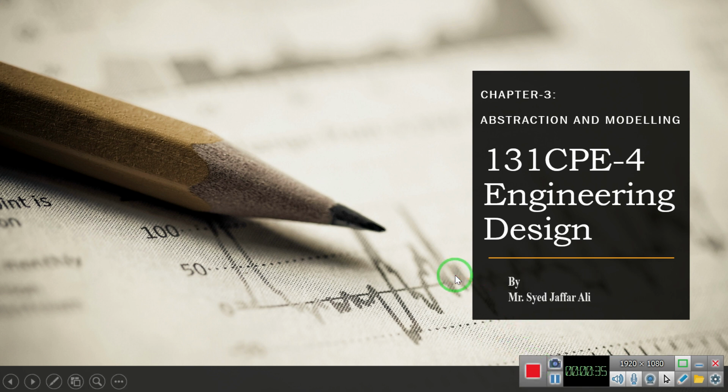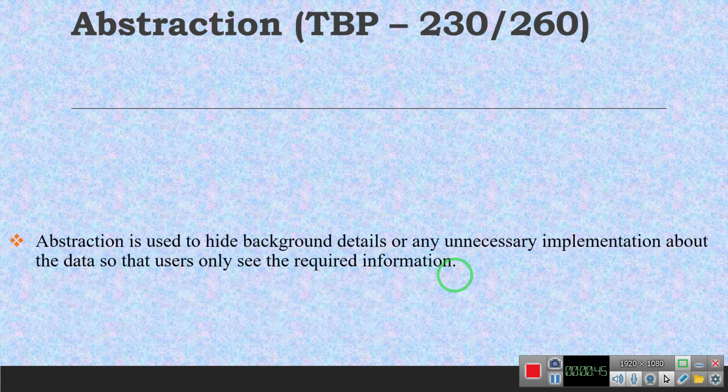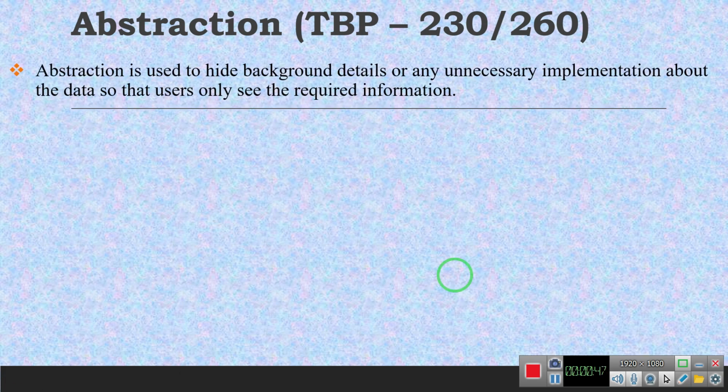Now let's start. The page number in the book of engineering design is 260 or 230. You can check it in the textbook page number. So what is abstraction? Abstraction is used to hide background details or any unnecessary implementation about the data so that users only see the required information. Another name we can say is abstract.